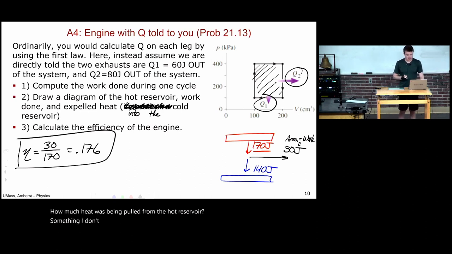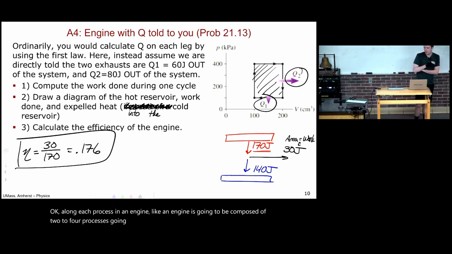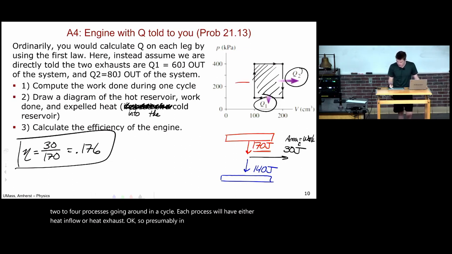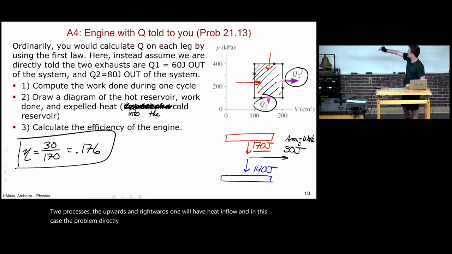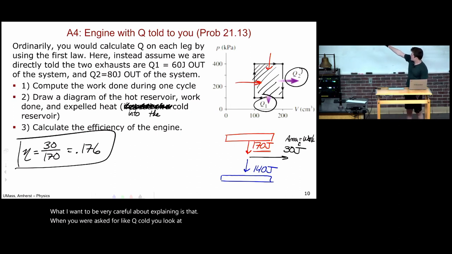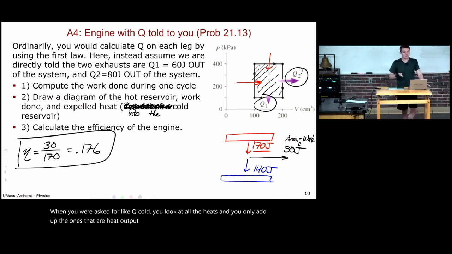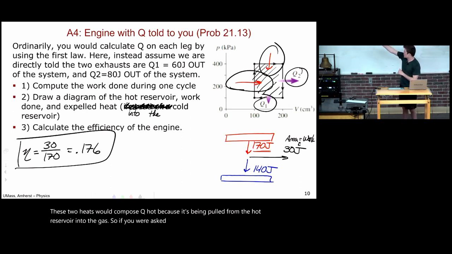Something I don't think I was very clear on last time that I want to really hammer through. Okay. Along each process in an engine, like an engine is going to be composed of 2 to 4 processes going around in a cycle, each process will have either heat inflow or heat exhaust. So presumably in this diagram, two processes, the upwards and rightwards one, will have heat inflow. And in this case, the problem directly told us there is heat outflow along the down and left processes. What I want to be very careful about explaining is that when you are asked for like Q cold, you look at all the heats and you only add up the ones that are heat outputs, okay? Q cold is not the total up of all the heats around the cycle or something like that. These two heats would compose Q hot because it's being pulled from the hot reservoir into the gas. So if you were asked for Q hot, you would just add up those two red arrows that I circled.